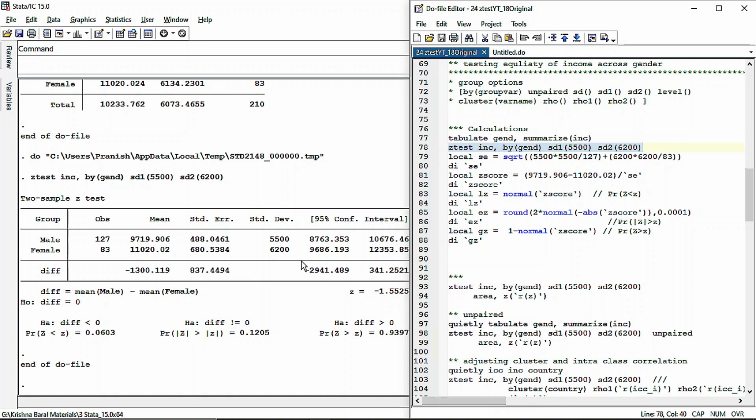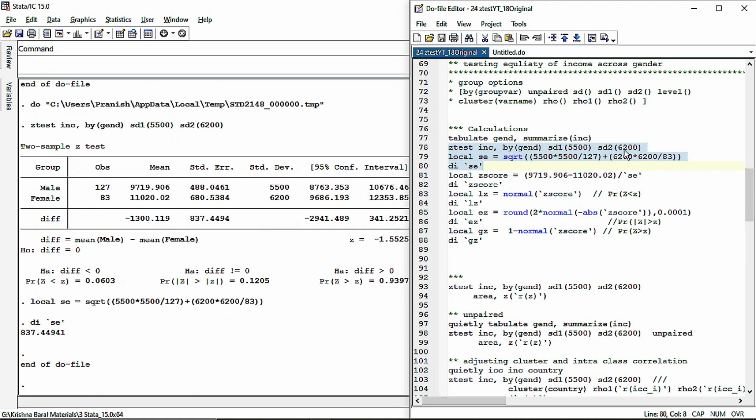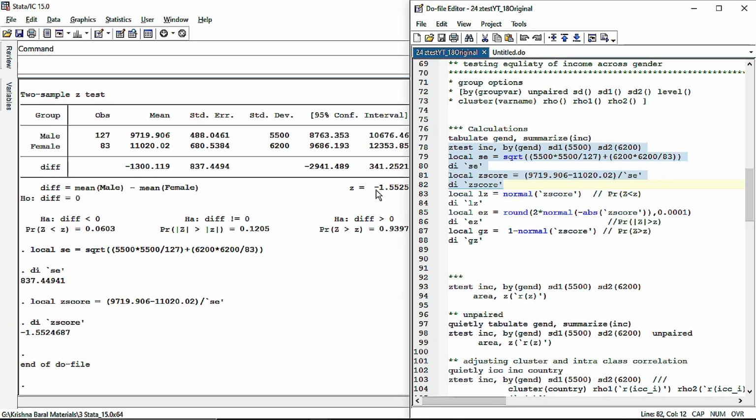Let us see how we calculate the standard error. For the standard error, we use this formula: sigma 1 square divided by n1 plus sigma 2 square divided by n2, and its square root. And let us see whether we get the same result: 837. So this is what we get. And how do we calculate the Z score? We calculate the Z score by the difference of the mean income of male and female divided by its standard error, and we get the same Z score, minus 1.55.